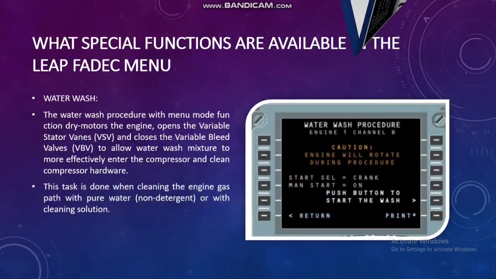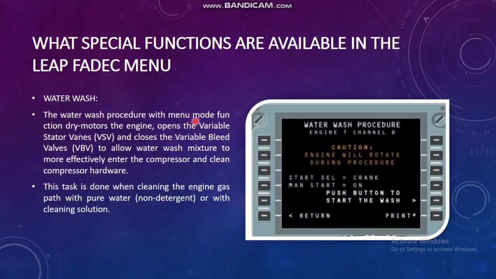So first we'll discuss the water wash. What will happen during the water wash procedure? This is your MCDU menu. You can see the caution: the engine will rotate during this procedure. Select the crank, start main on, push water wash start. So automatically this function will take place, and once completed, you have to close it.